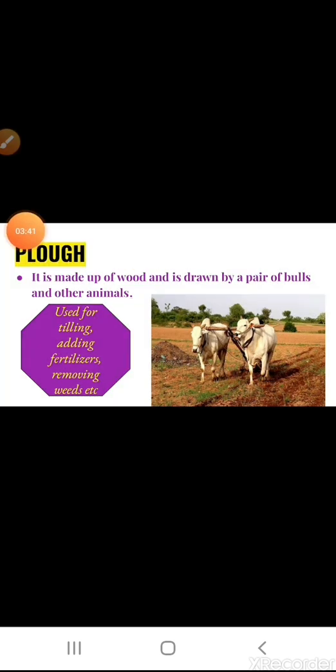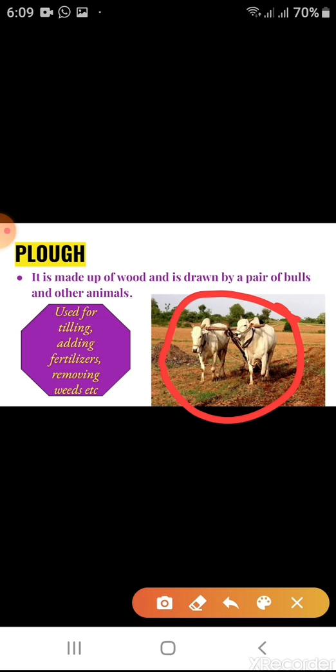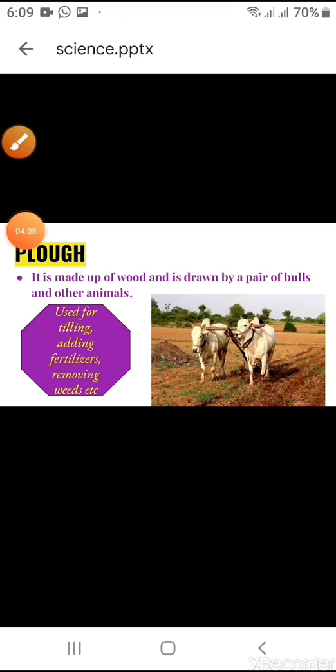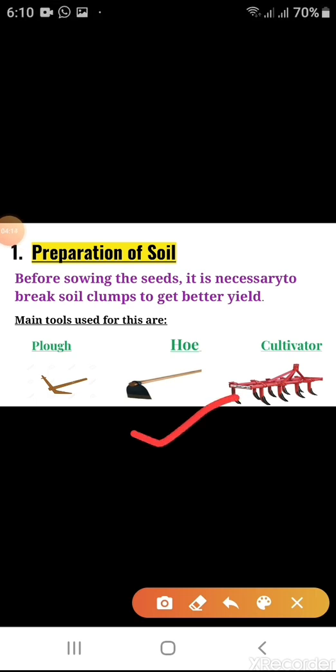For breaking soil clumps to get better yield, children, we need a few tools. As you are able to see, a few tools are present on the slide. First tool is plow, second is hoe, and third is cultivator.